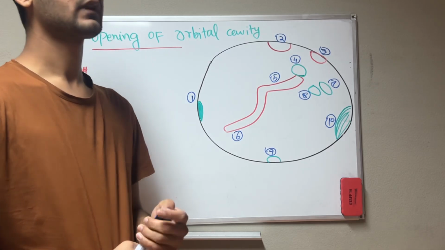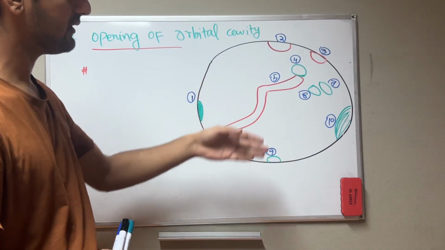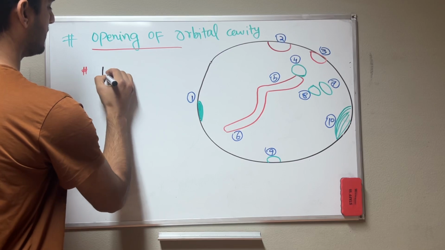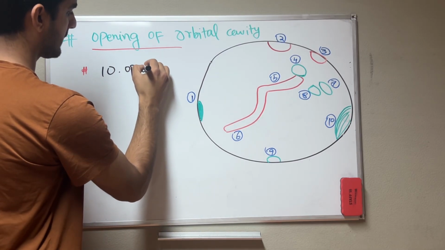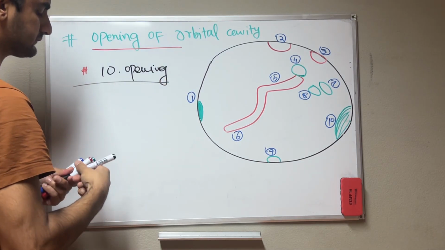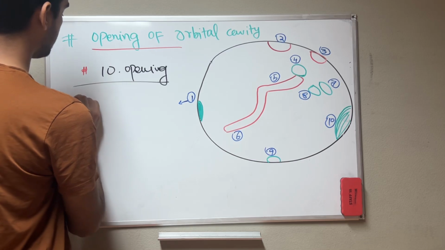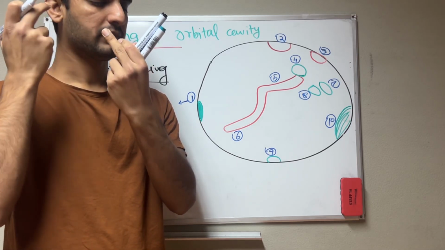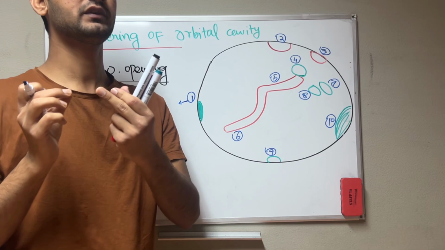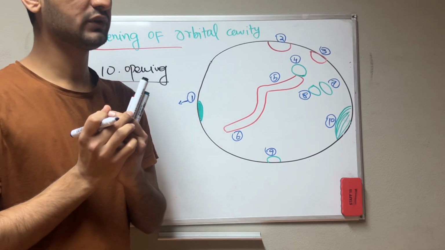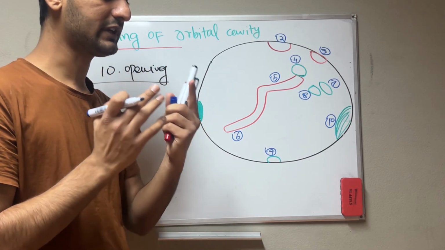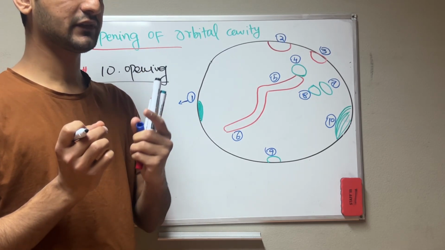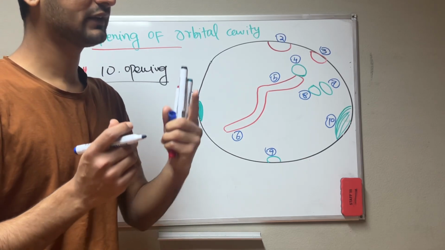In the orbital cavity we have 10 openings, which I mark here, and I will show which opening is where. First opening: if you remember, laterally we have the zygomatic bones. The zygomatic bone has three surfaces which we discussed in the facial bones: lateral surface, orbital surface, and temporal surface. Each has a foramen, and in the orbital surface we also have a foramen, the zygomatic orbital foramen.